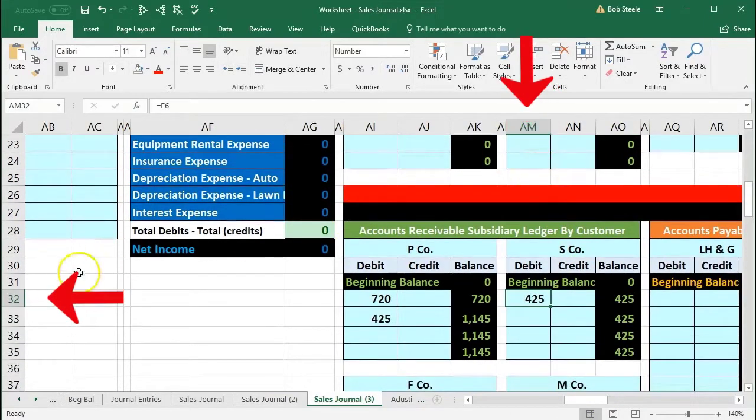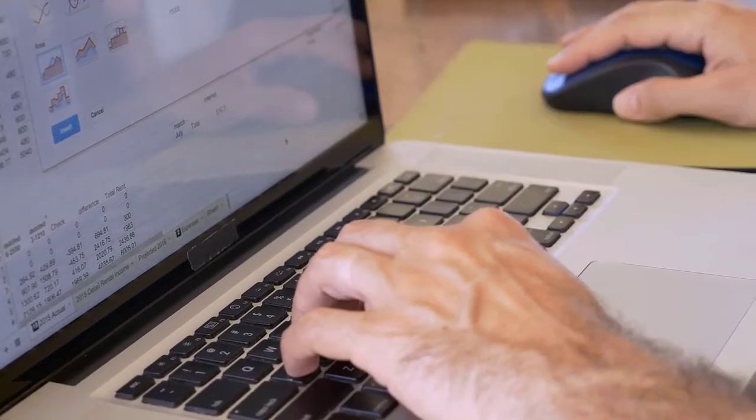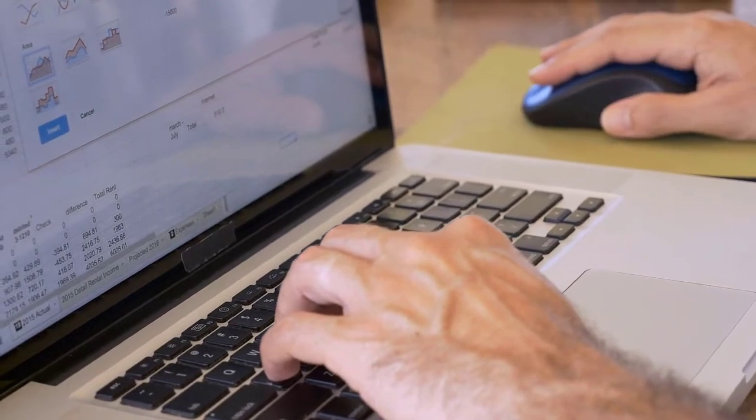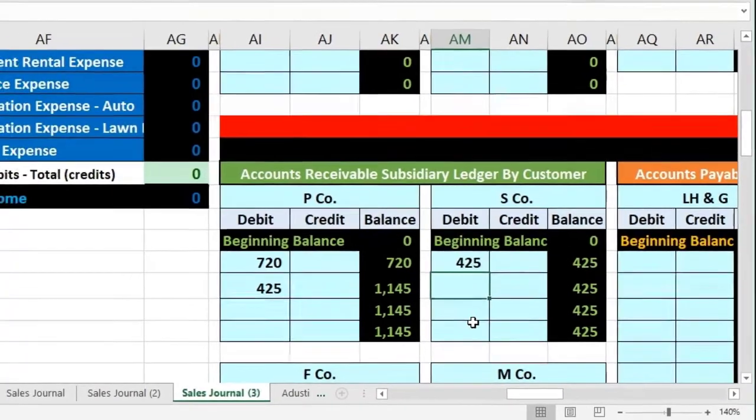So you could just type it in here. I'm back here to AM32. You could type it in for S Company subsidiary ledger 425, but I recommend a formula, which I highly recommend because then you can maneuver around the Excel sheet and see how it works, or type in the formula equals E6, and that'll pull in that information.